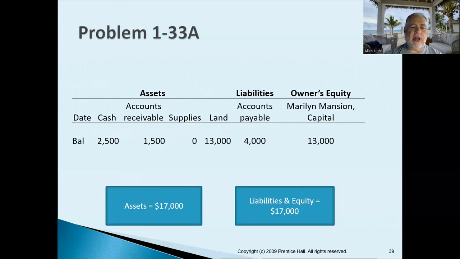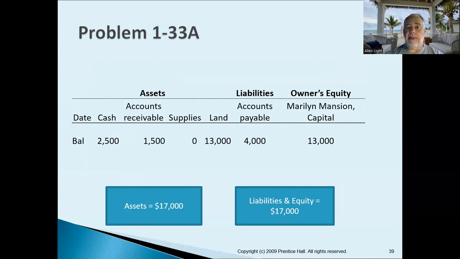Here are some examples. Here are my assets. I've got cash, 2,500, accounts receivable, 1,500, no supplies, and land of 13,000. So that's $17,000 that I have in assets. Now my liabilities, starting with payables, I owe $4,000. And in capital, there's $13,000. So there's our equal. Assets are 17,000. Liabilities plus owner's equity is 17,000.